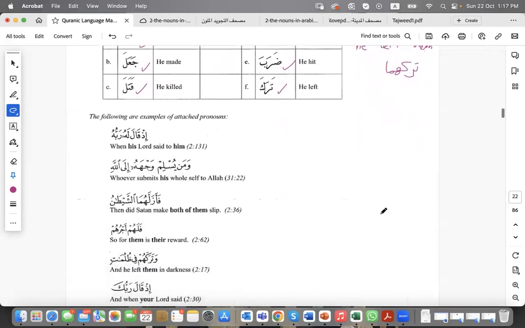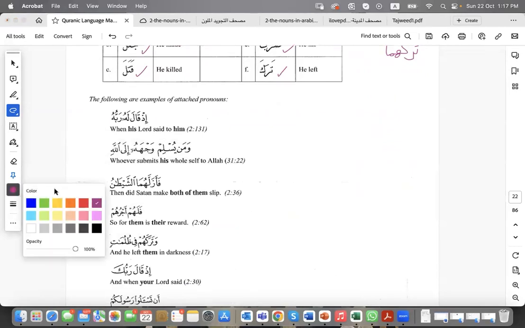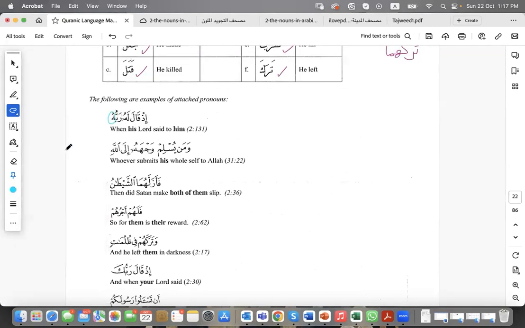Now, let us have a look at those examples. The following are examples of attached pronouns. So, إذا قال له ربه, ربه, his Lord.